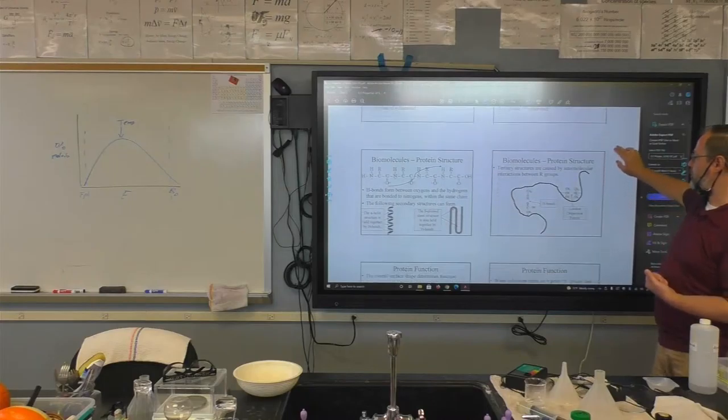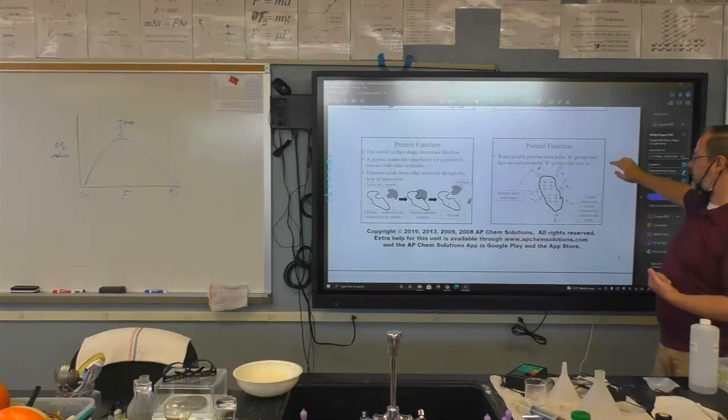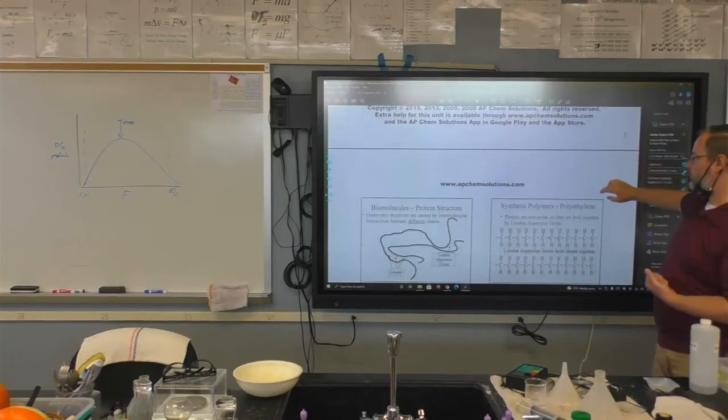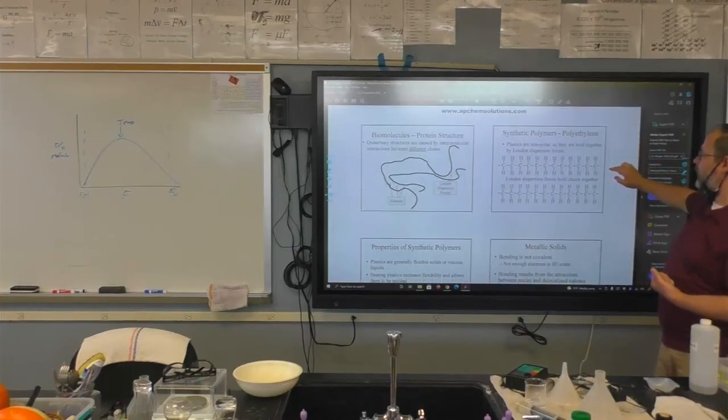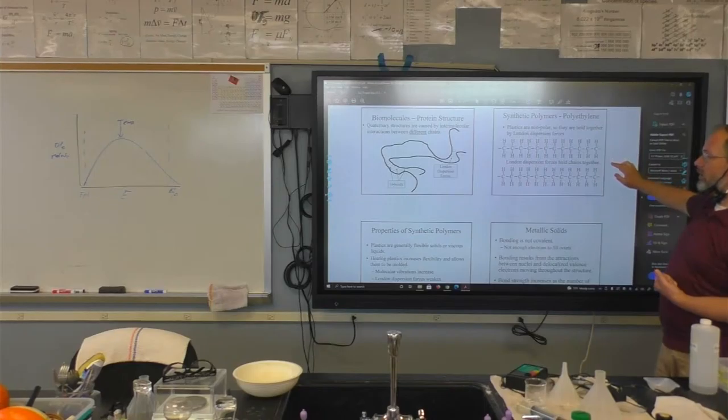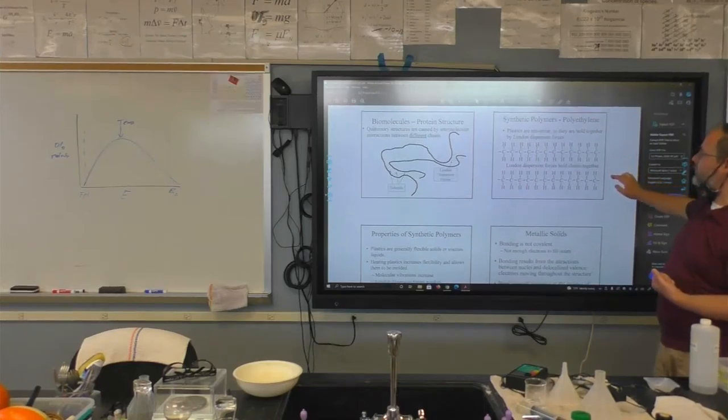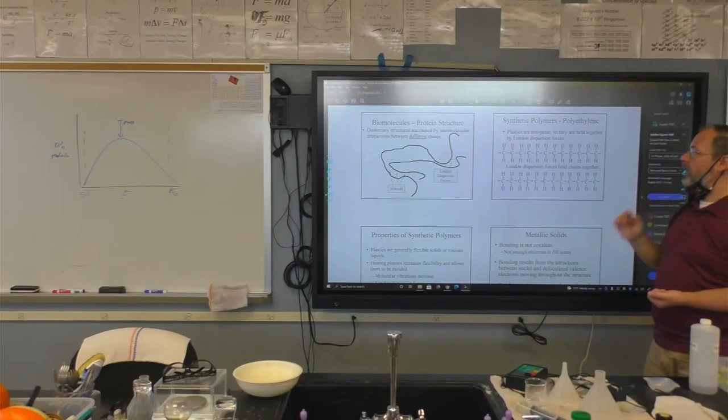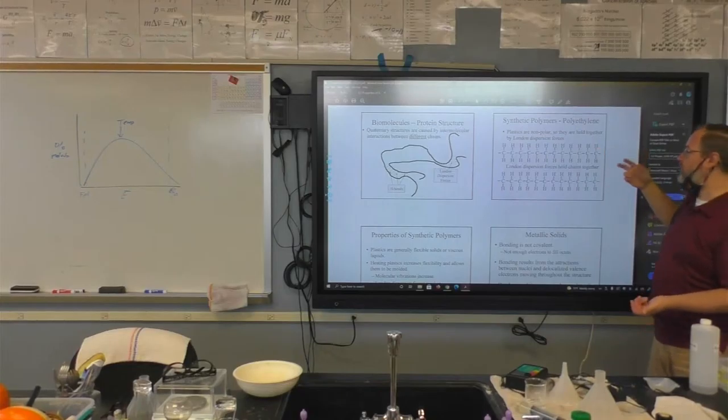And oh, proteins, we will not be tested on proteins. This is probably just an old biomolecules, synthetic polymers. Polymers are no longer in the test, but basically how a polymer works is you just shear off one end of the molecule and stick another one on there. So that's how you make polymers.